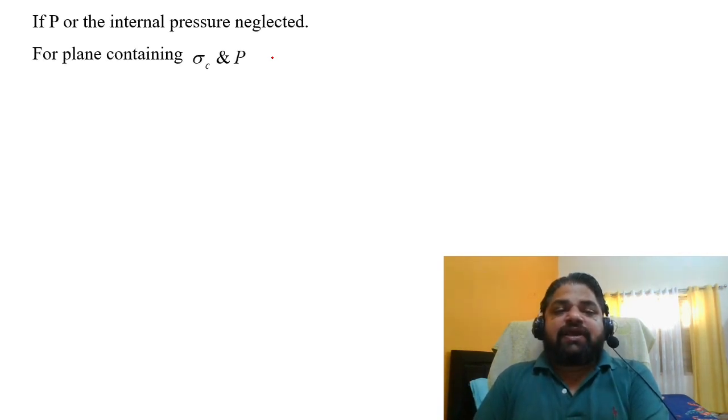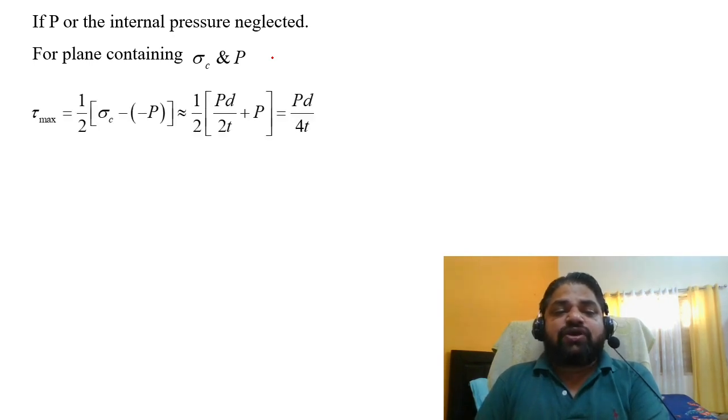Now if the internal pressure P is neglected, for the plane where only sigma C and P are there, but P we are neglecting, then how will the stress instead of sigma L be there? So we get tau max equal to half of sigma C minus sigma L. Instead of sigma L, we will have sigma C minus of minus P, because minus P indicates the internal pressure, and negative, it is negative deformation that occurs in that.